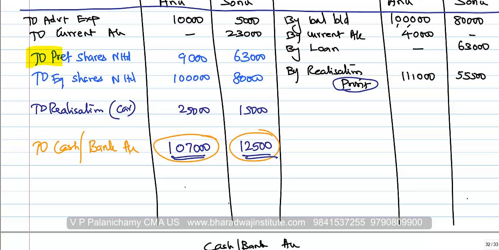Preference shares are taken over first for the loan, then for the other one. The balance is taken over by Anu. Equity shares are taken in the fixed capital ratio. Then we record that profit in realization and the car taken over. The balance is paid in cash or bank.